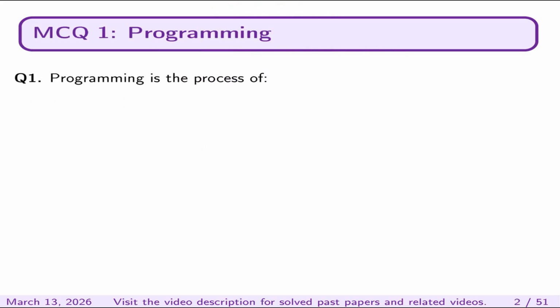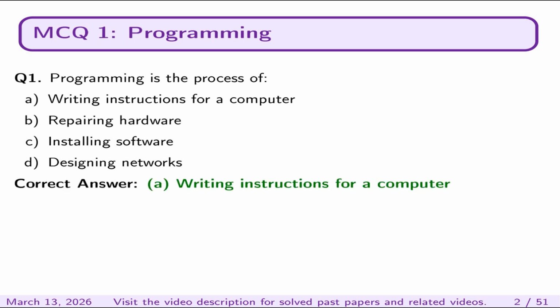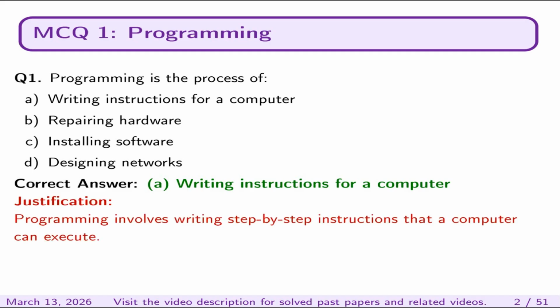Question number 1. Programming is the process of writing instructions for a computer, repairing hardware, installing software, designing networks. The correct option is writing instructions for a computer, because programming involves writing step-by-step instructions that a computer can execute.